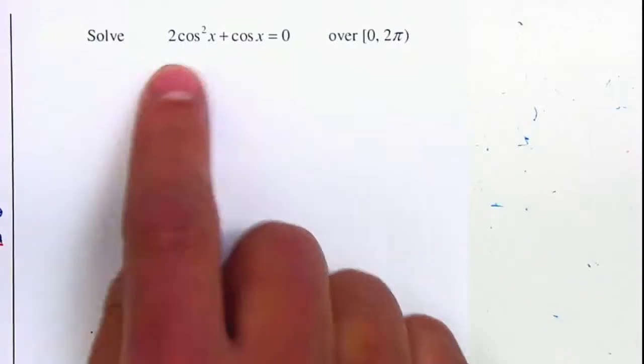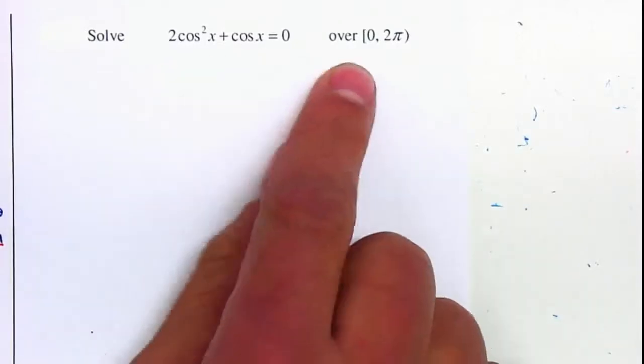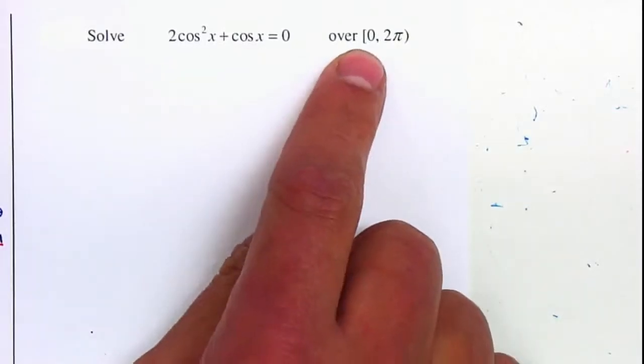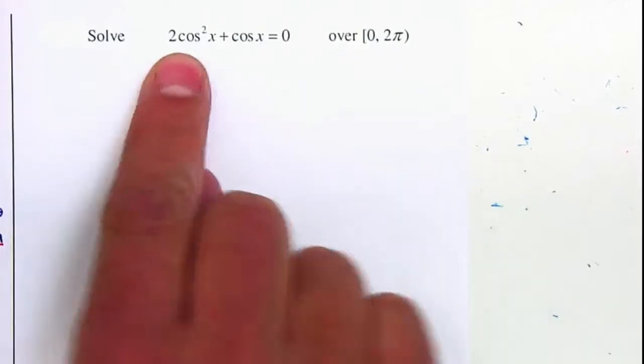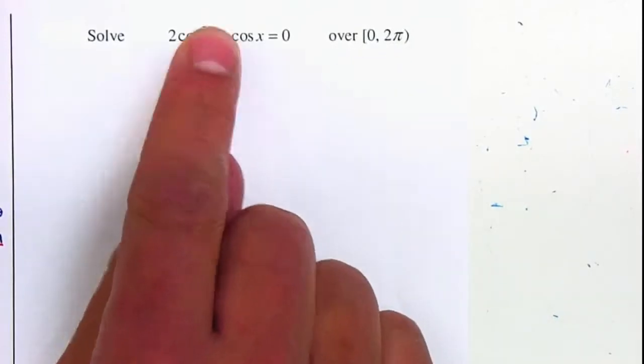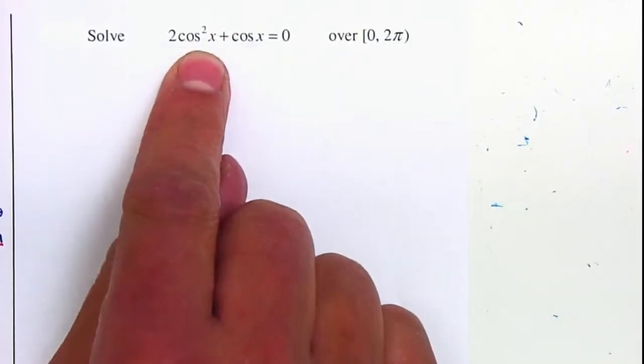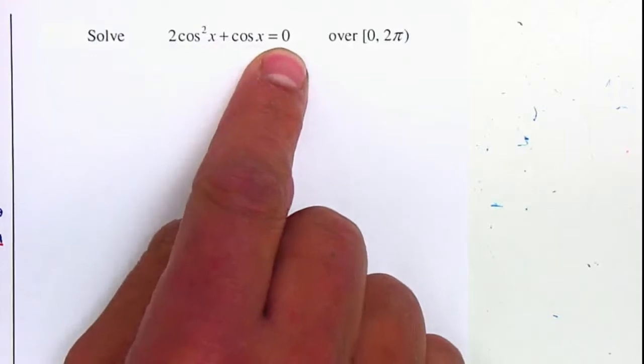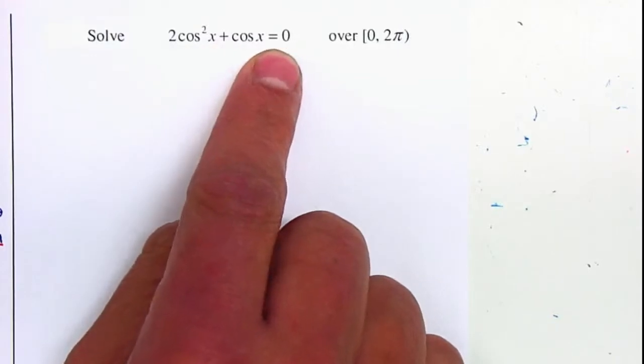Solve the following equation over the interval between 0 and 2 pi. If you notice, we have a quadratic equation. Whenever you have a quadratic equation, you want to make it equal to 0. In this case, it's already equal to 0, and we want to see if we can factor.